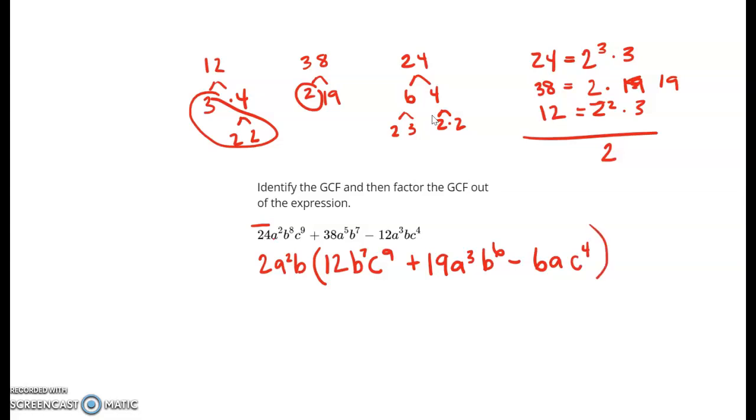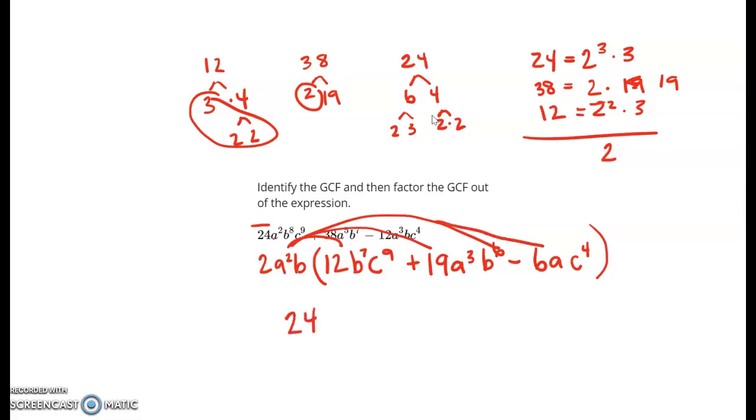Now we want to do a quick check. There's a couple ways you can check this. One, you can look inside and see if you notice anything else that all three have in common that we could factor out. Another way that I really love is you can take this 2a squared b and multiply it back through.